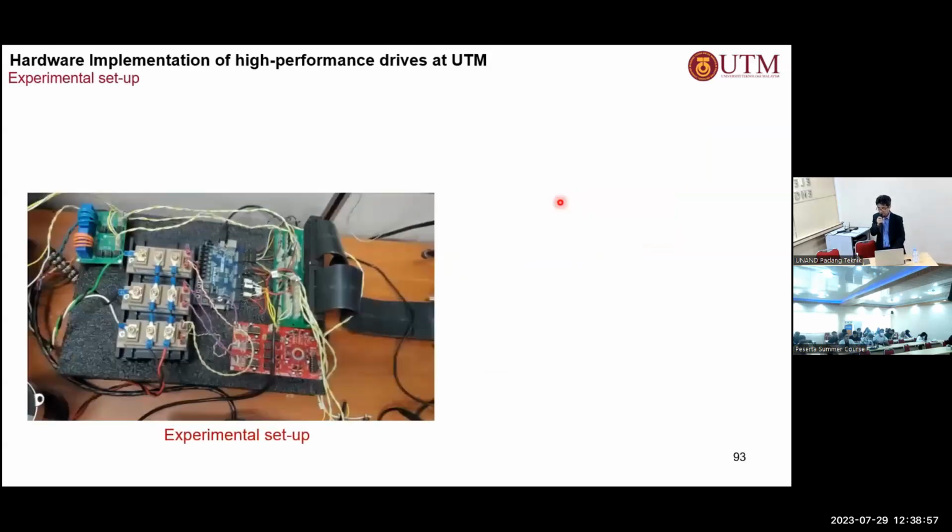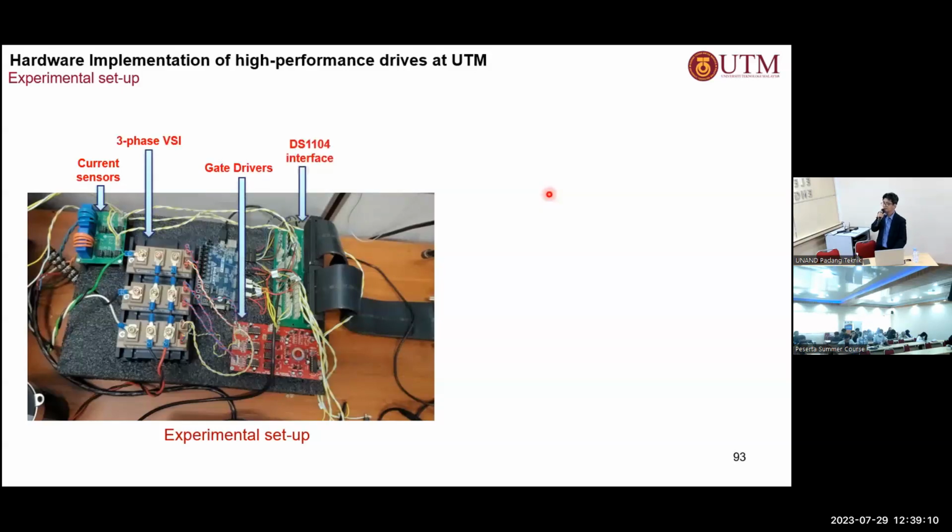Now, the experimental setup, just one example, is basically the same for all control techniques. You have the IGBTs here, you have the current sensors, you have the IGBTs in the 3-phase VSI. Then you have the gate drivers, and you have the DS1104 interface board, which is not shown here.